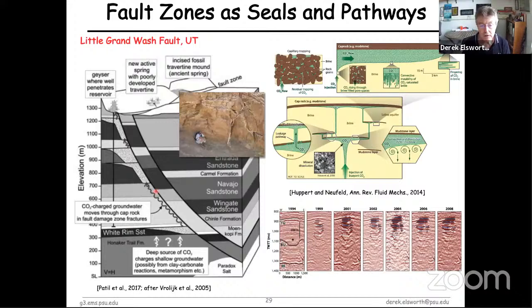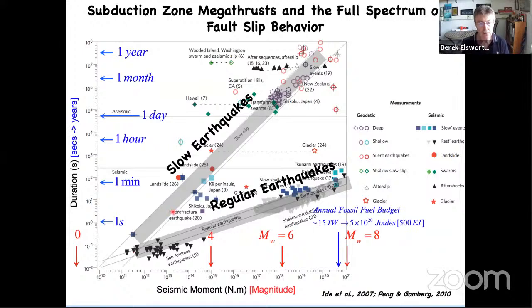We also know that earthquakes occur in two bifurcated categories, either real earthquakes, the ones that shake your house and knock it down, or slow earthquakes, which occur over much longer durations, maybe months to years, with the same energy release, and as a result of that, are much less damaging. In fact, they can occur without you even realizing that they're there.